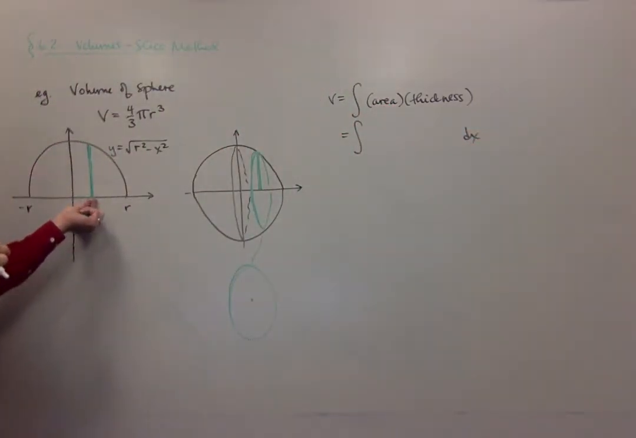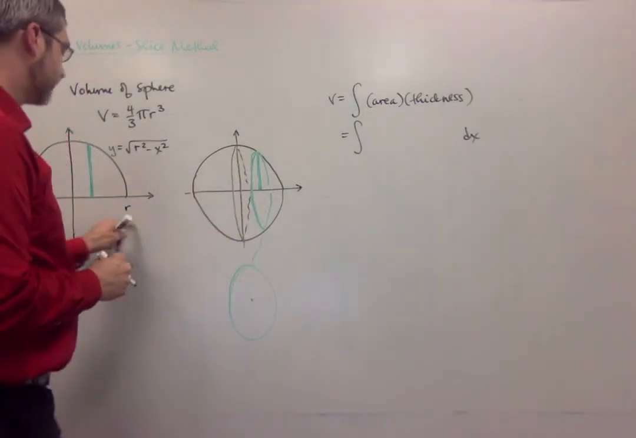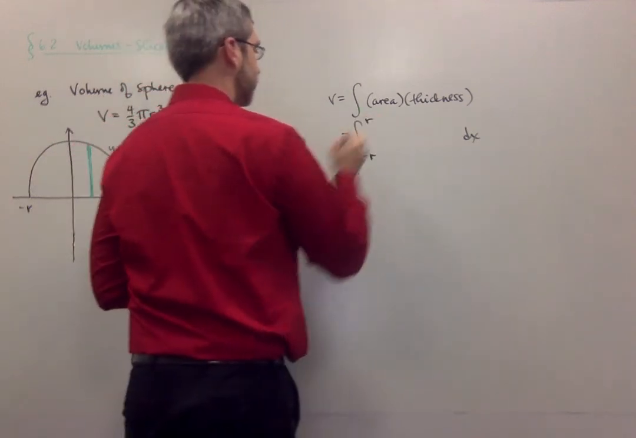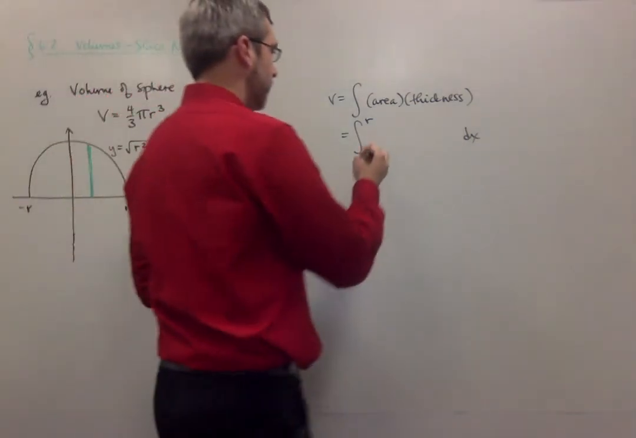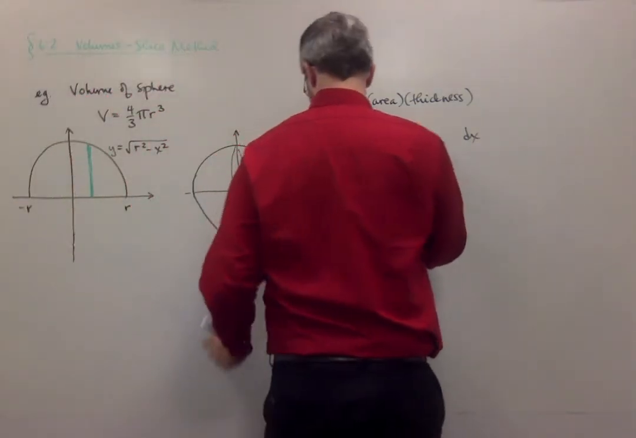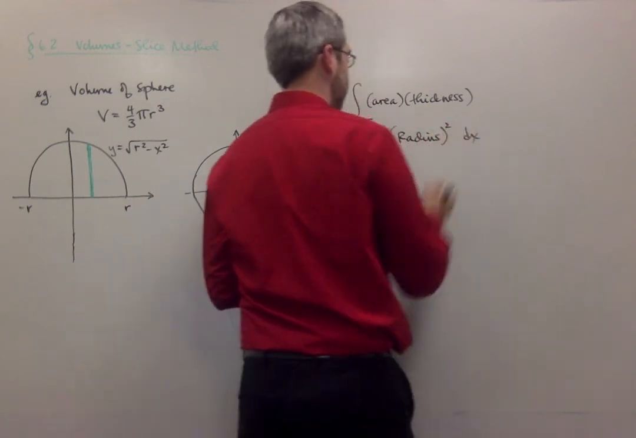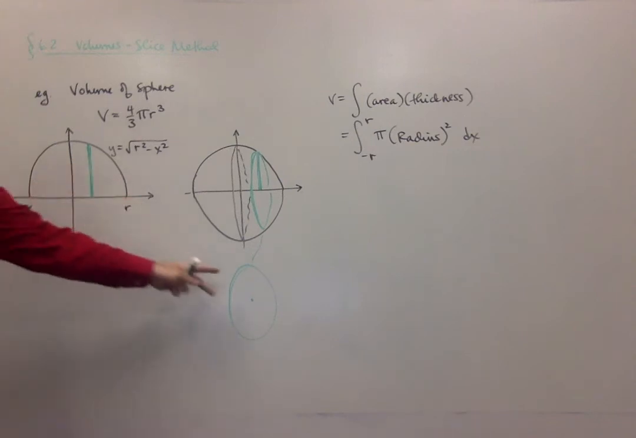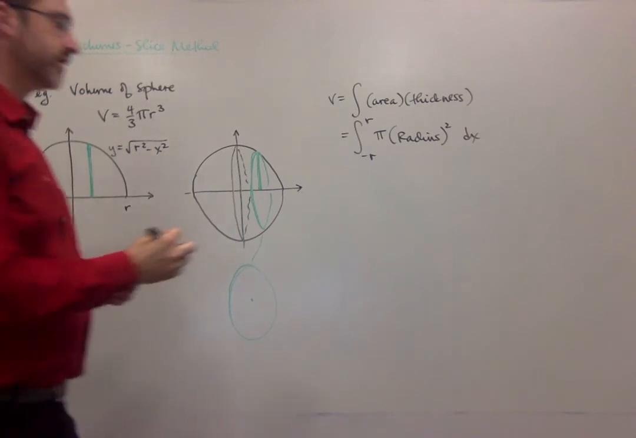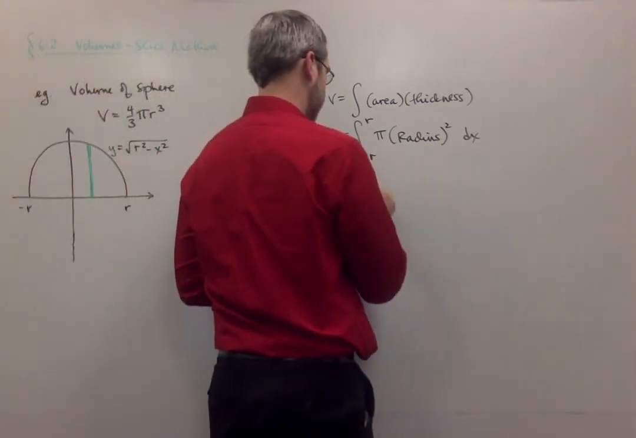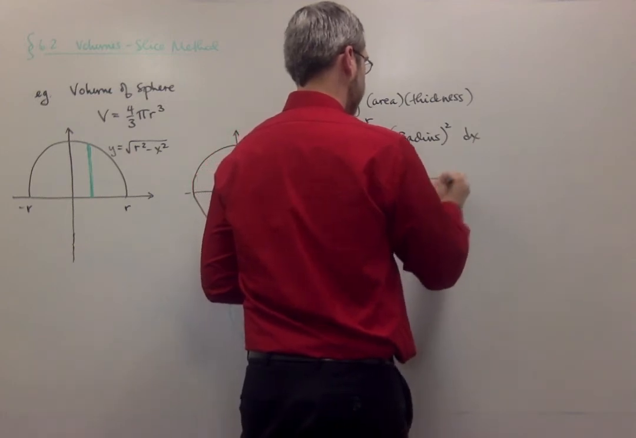Dx, delta x. Our area, well, x is going to go from negative r to r, so let's fill that in. And the area is pi times the radius squared, because it's a circle. This disk down here is a circle. So it's pi times the radius squared, and the radius, which is this thing, which is this thing, which is this thing, is the height of the function. So we're just going to stick that function in: square root of r squared minus x squared, squared.